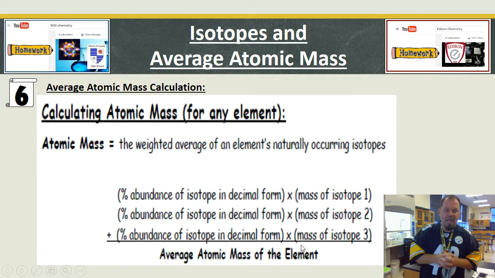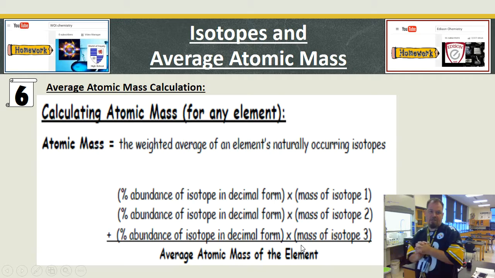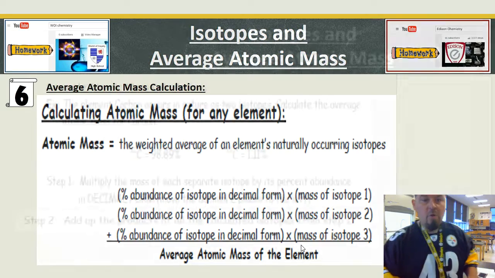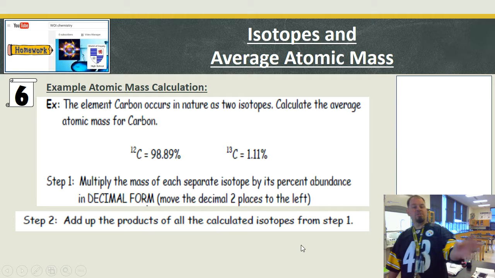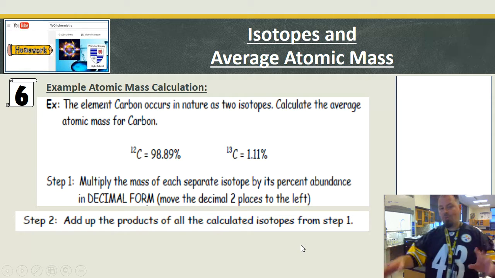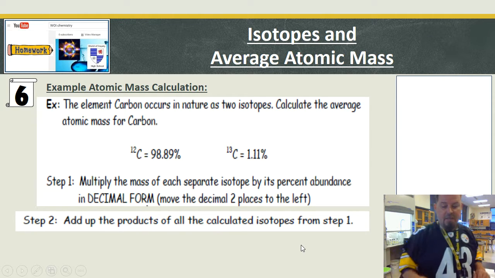So here's the actual way to do this. I'm going to take the percent abundance of an isotope in decimal form and multiply it by the mass. And that's of 1, and then again of 2, and again of 3. Percent abundance in decimal form. Add up all my answers, and I have the average atomic mass of that particular element. We do a few of these, this will make sense. Now this one's going to be animated. There's different formats. I do not want you to get hung up. It's the same thing in each format.